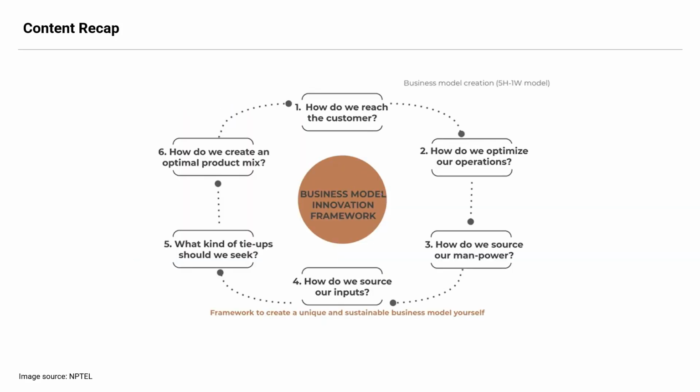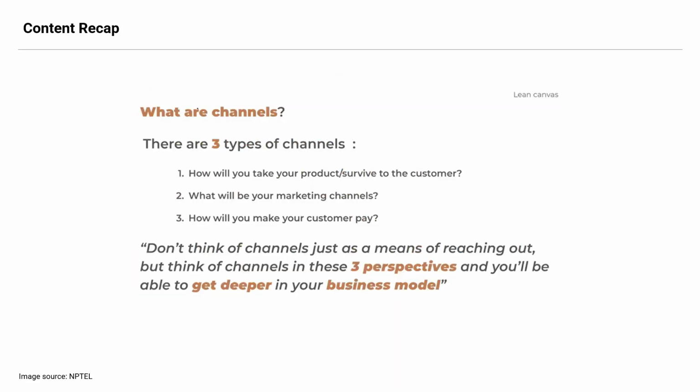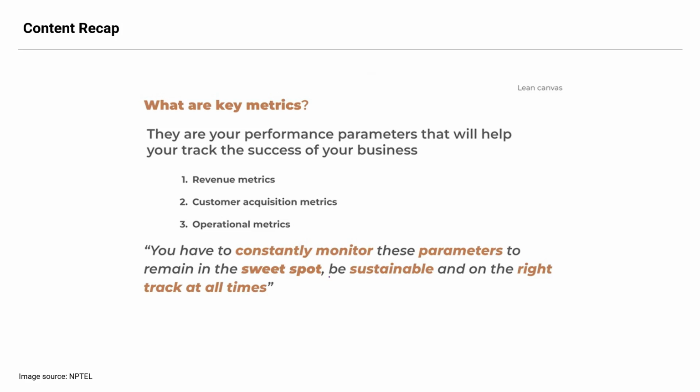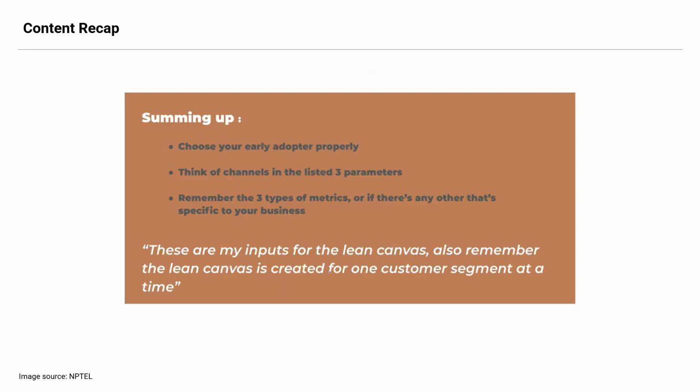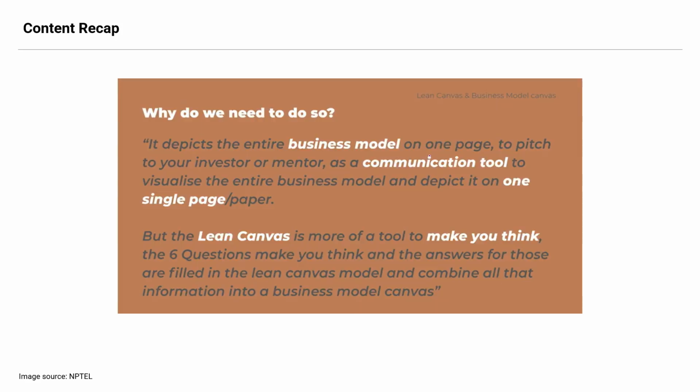The 5H and 1W model, we have already discussed this. And this is important: what are the channels? There are three types of channels. One is how you will take your product to the customer, how the product is reaching the customer. Then what will be your marketing channels, how you are marketing and positioning. And how will you make your customers pay. So it should not be seen as just a means of reaching out, but think in these three perspectives. This is the lean canvas. I said that for various customer segments, you can have various lean canvases and the business model.